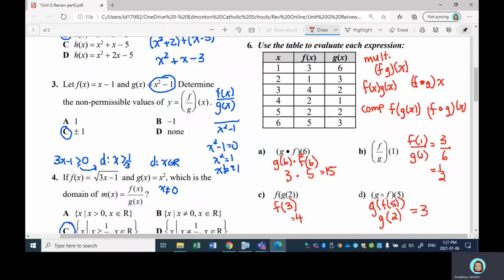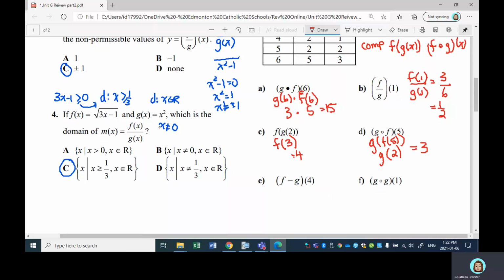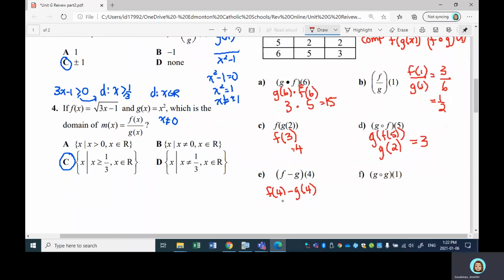So a little bit different with composites versus operations. We have two more here, f minus g at 4. So this means the same thing as f at 4 minus g at 4. So f at 4 is 2, g at 4 is 1, 2 minus 1 is 1.